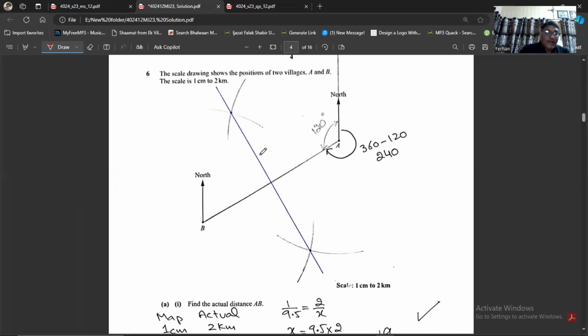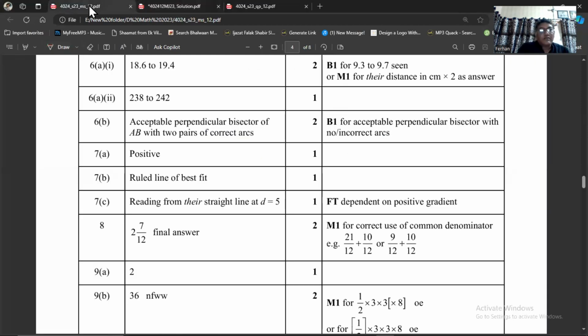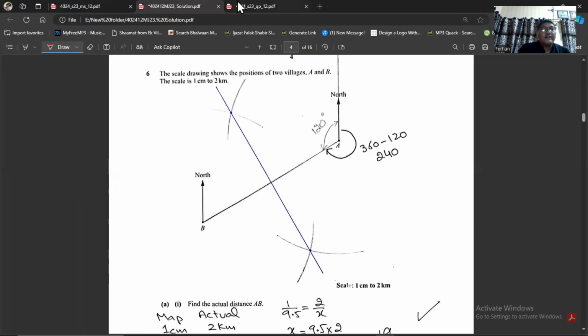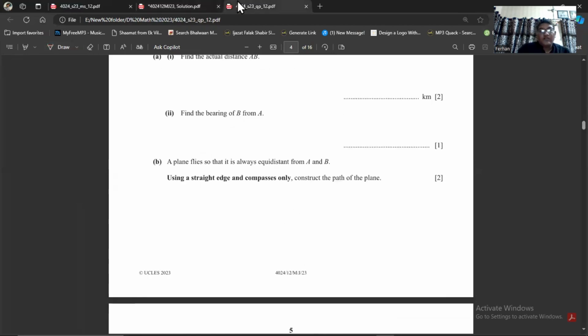So this blue line, which I have drawn here, is the perpendicular bisector of the line AB. So when you move on this blue line, you will always be equidistant from point A and point B. So this is how you draw the perpendicular bisector of the line AB. So you can look at the marking scheme. This is how it is done.